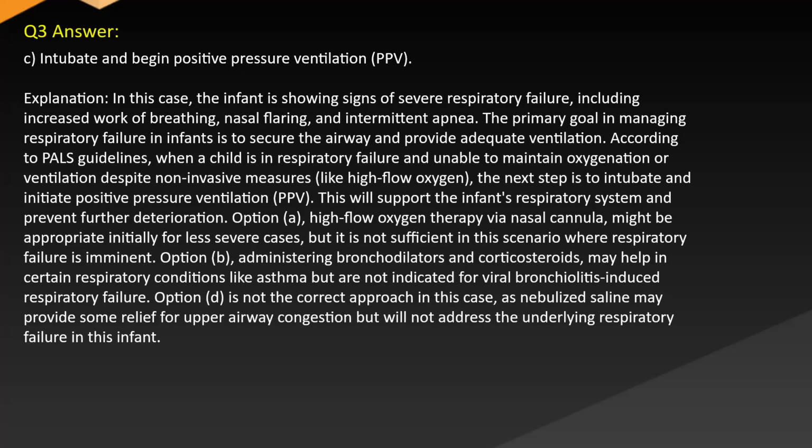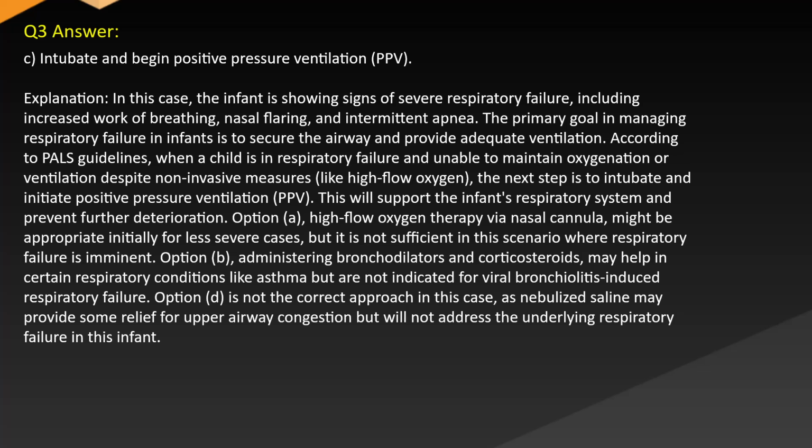Answer: C. Intubate and begin positive pressure ventilation (PPV). Explanation: in this case, the infant is showing signs of severe respiratory failure, including increased work of breathing, nasal flaring, and intermittent apnea. The primary goal in managing respiratory failure in infants is to secure the airway and provide adequate ventilation. According to PALS guidelines, when a child is in respiratory failure and unable to maintain oxygen or ventilation despite non-invasive measures like high-flow oxygen, the next step is to intubate and initiate positive pressure ventilation (PPV). This will support the infant's respiratory system and prevent further deterioration.